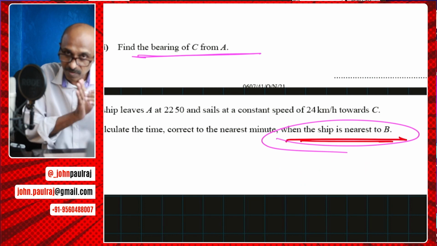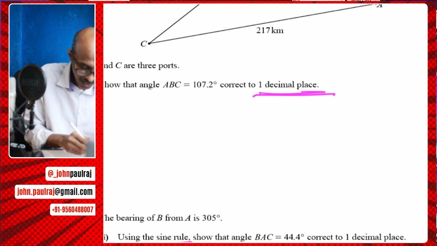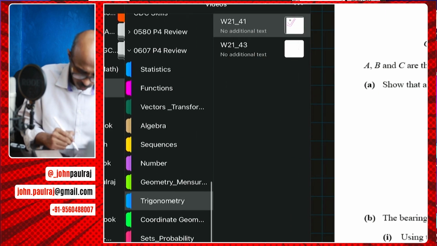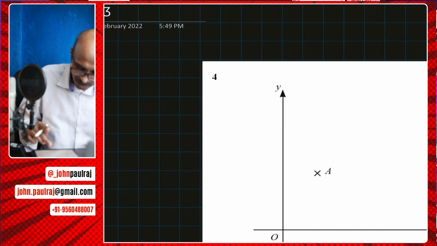When is the shortest? When is the nearest? It's a perpendicular. Remember that. Moving on. What is there in coordinate geometry? Lately, they have even asked about shading.